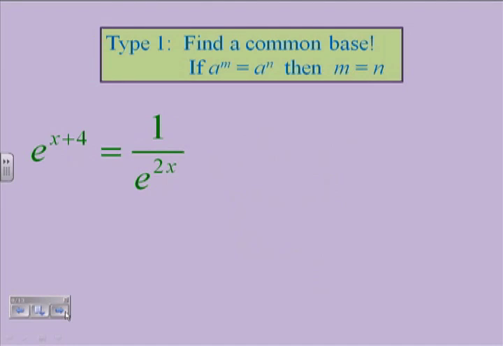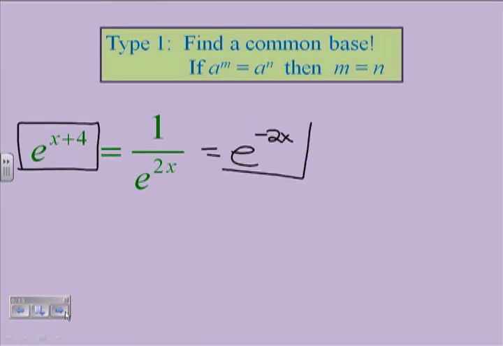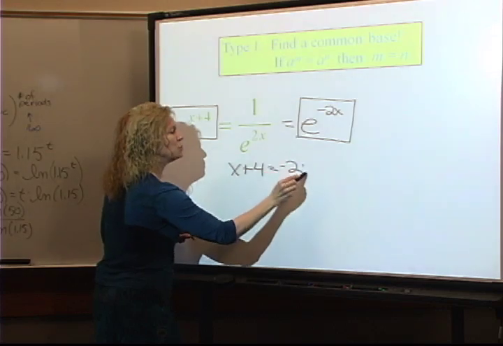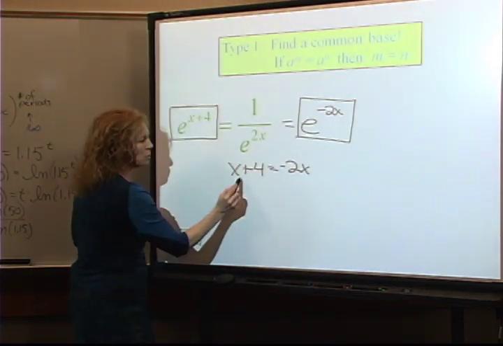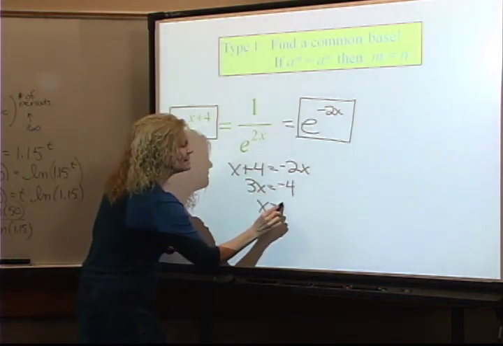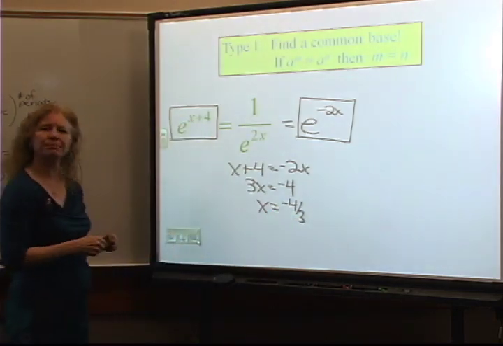Now this guy is really obvious that you have like bases because you're looking at them. E. They are the same bases. So you might real quickly say, wow, I know this guy immediately is e to the negative 2x, right? Because the negative is what put him down into the denominator. So if e to the x plus 4 is equal to e to the negative 2x, x plus 4 has to equal negative 2x. So 3x equals negative 4. X is negative 4/3.